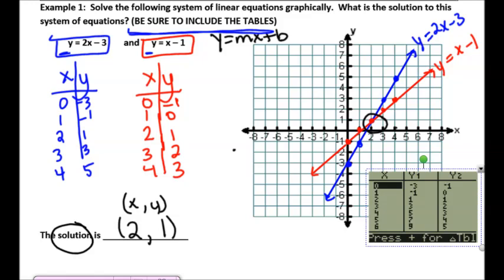Another way we can find the solution is by looking at our tables. We talked about this before. The solution is right here where both y values are the same. When you copy them down onto your papers, if you notice, the point 2, 1 is on both tables. So that is the solution.